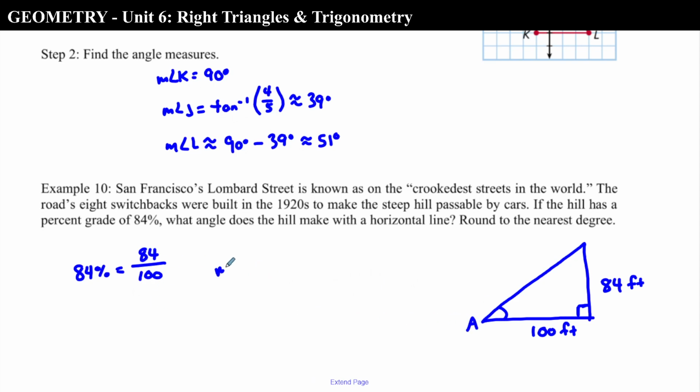So the measure of angle A is going to be, we have our opposite and we have our adjacent, so we're going to have arctangent of our opposite over adjacent, 84 over 100. And that is going to be approximately 40 degrees. That is steep, and that's the reason why you have the switchbacks, because with an angle that steep, you're almost halfway to vertical with the ground. So that is the reason why you have the switchbacks on that road, because the switchbacks decrease the steepness that you have to go.